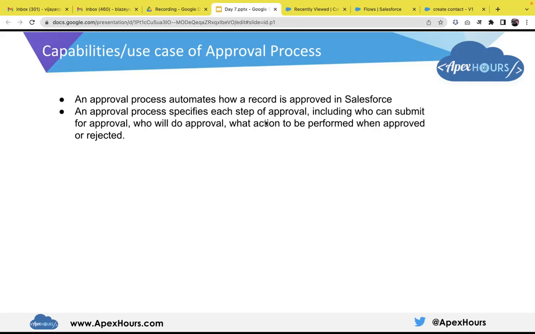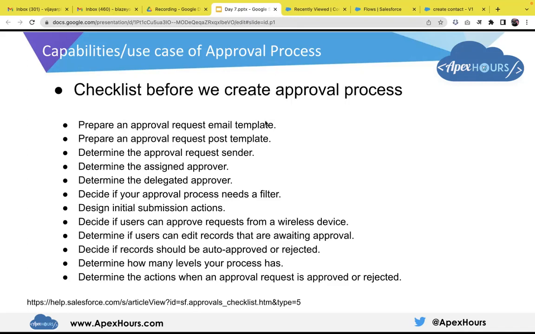We want to send an email to a salesperson or some other person. So these kinds of actions we can also do. Here is a basic checklist before we create an approval process. Whenever you are planning an approval process, just go through these things. You should have these handy, so it will be helpful to create the approval process in a single go.